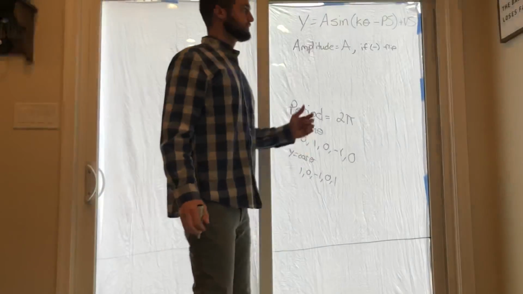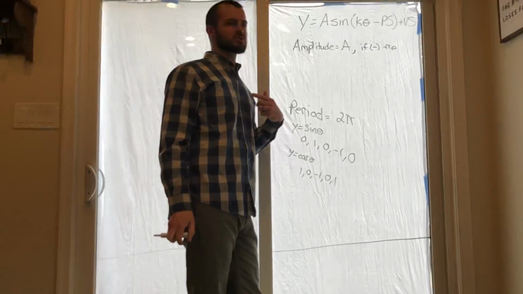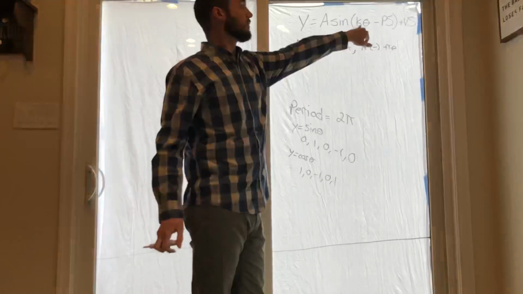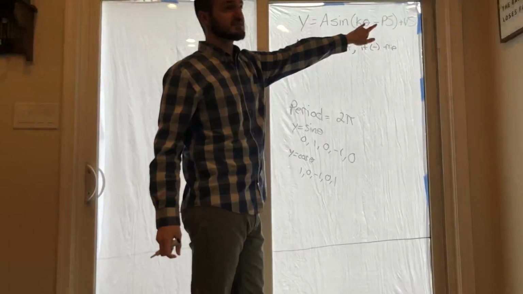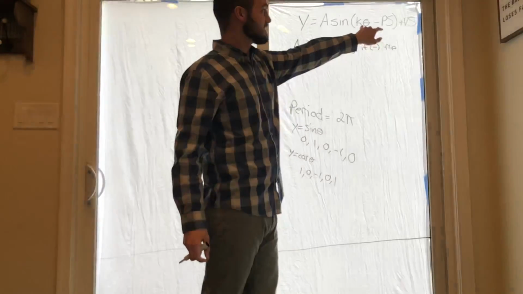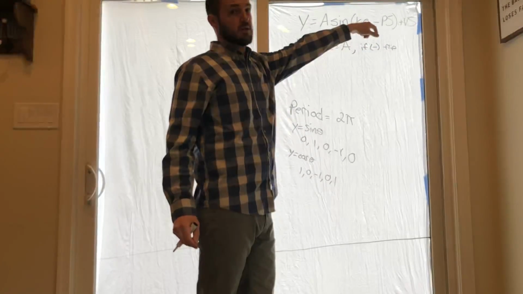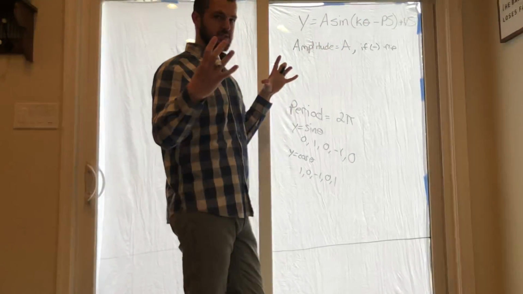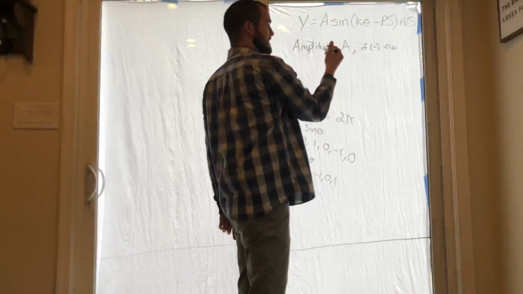Now, we didn't do this, but you did it a little bit last year in Algebra 2. Think of this as the X, when it's inside the parentheses and being multiplied by the X. Do you remember what that does? That's a horizontal stretch and shrink, and that's going to be that value of K.